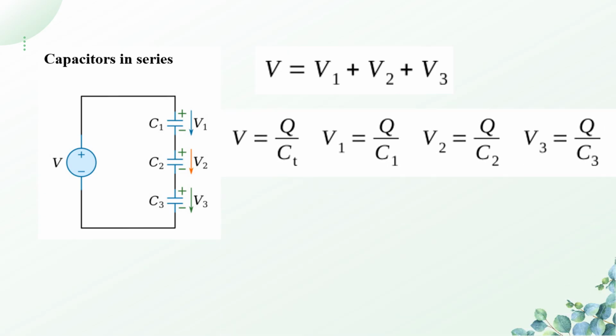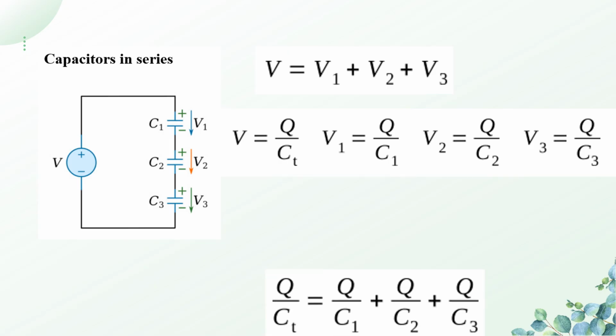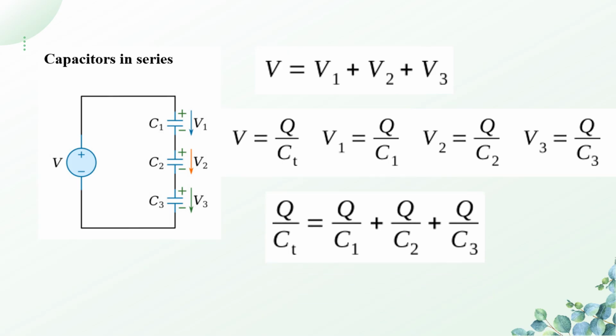Now we know that voltage is equal to charge per capacitance. So the total voltage V is equal to total charge Q divided by total capacitance CT. Now across each capacitance the voltage V1 is equal to Q by C1, V2 is equal to Q by C2 and V3 is equal to Q by C3. Now when we substitute these voltages in the first equation, we get Q by Ct is equal to Q by C1 plus Q by C2 plus Q by C3.